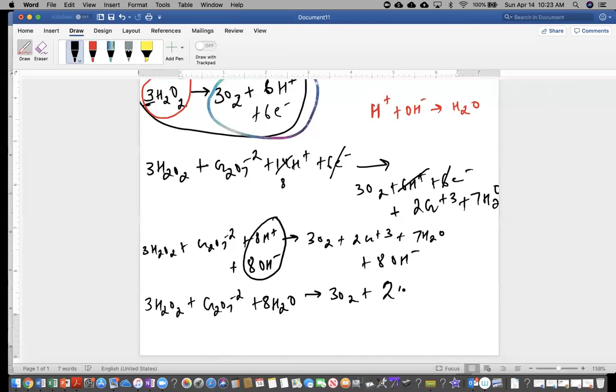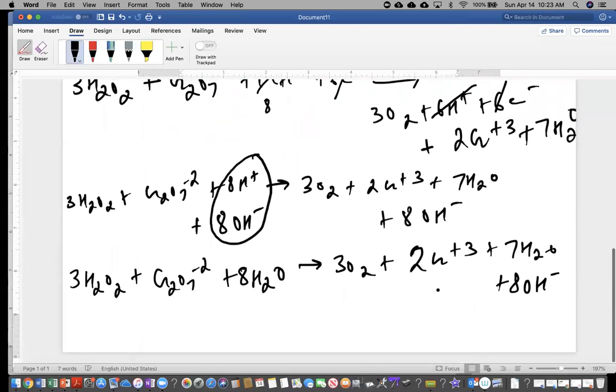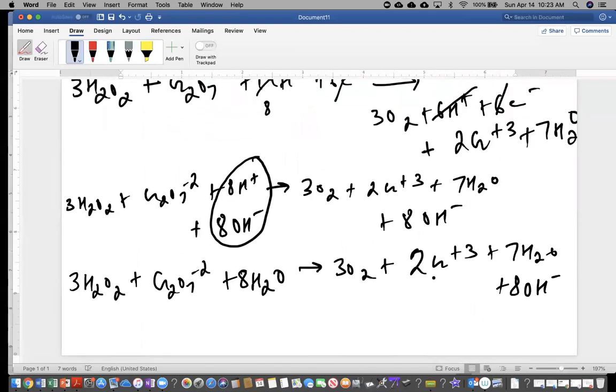3 oxygens plus 2 Cr plus 3 plus 7 waters, and then you must be realizing that now we can cancel water because there's 8 waters and 7 waters. We didn't have water before, so we didn't cancel it, but now we made water, so we got to cancel it, right? So how should I cancel this? There's going to be 1 water left on the left side. Right, so this is all gone, and here we have 1 left, 1 H2O. And that's it. That's your final answer. If you want to rewrite that again, you just copy that again with just 1 H2O.